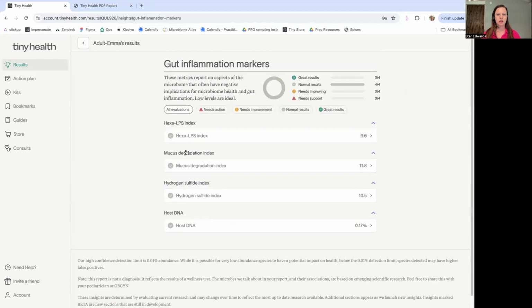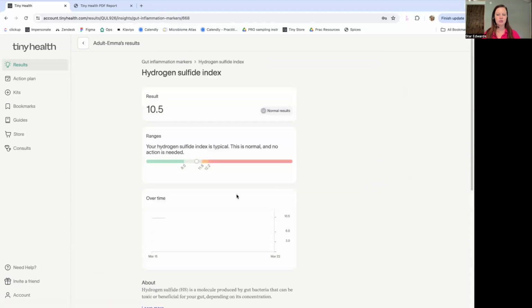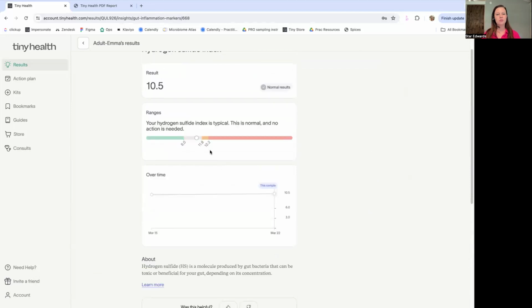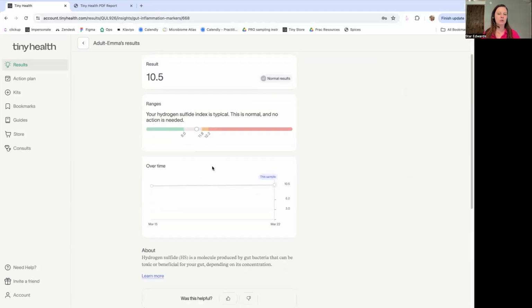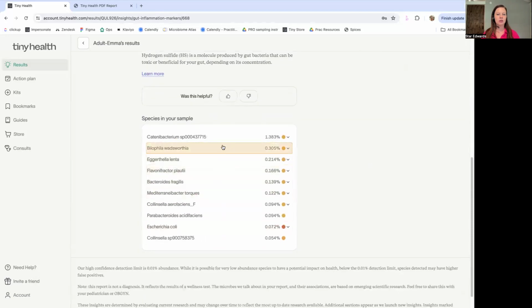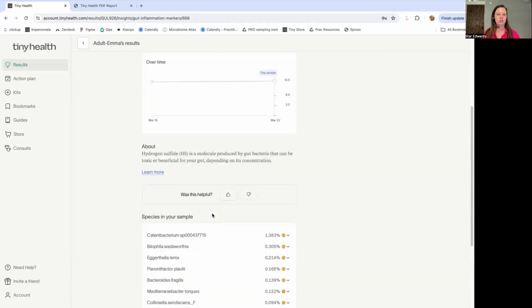We also have some gut inflammation markers, and I do want to point out that if you click into some of these, then you can scroll down for hydrogen sulfide, for example, if you want to see who is in the microbiome that's producing hydrogen sulfide. Then there is a full list here of all the microbes that are producing hydrogen sulfide.